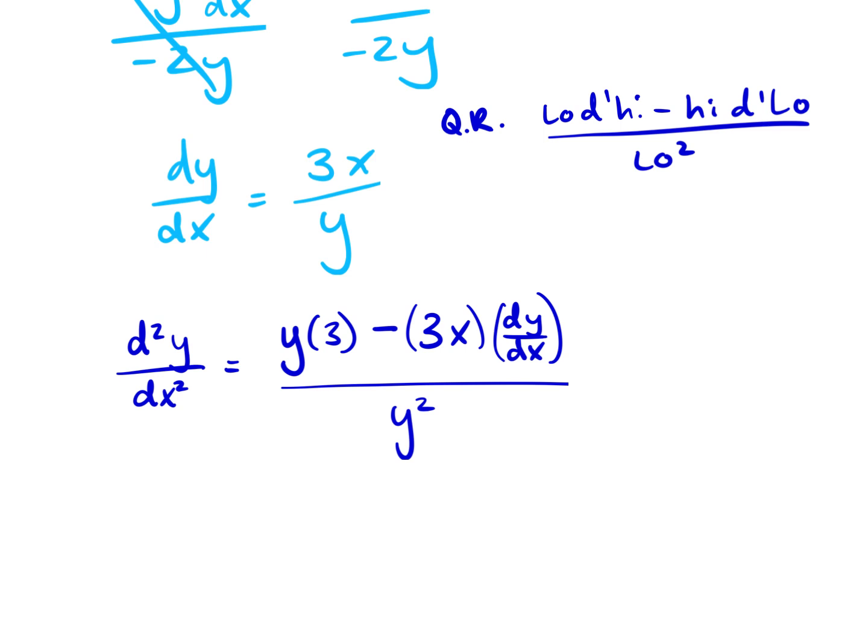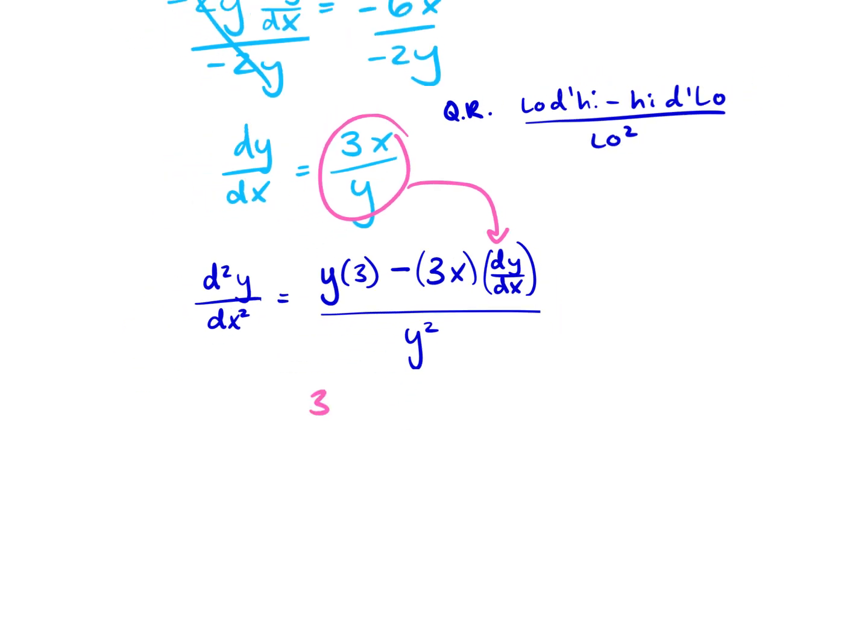Now we can't leave dy dx in our answer, but what do we know that dy dx equals? What does dy dx equal? It's on the board. 3x over y. So I'm going to take that 3x over y and substitute it into the dy dx. So you can't leave dy dx in your answer. We got to substitute what dy dx equals and plug that in. So that's why we found what our first derivative was. We isolated our dy dx. Now we just need to plug that in.